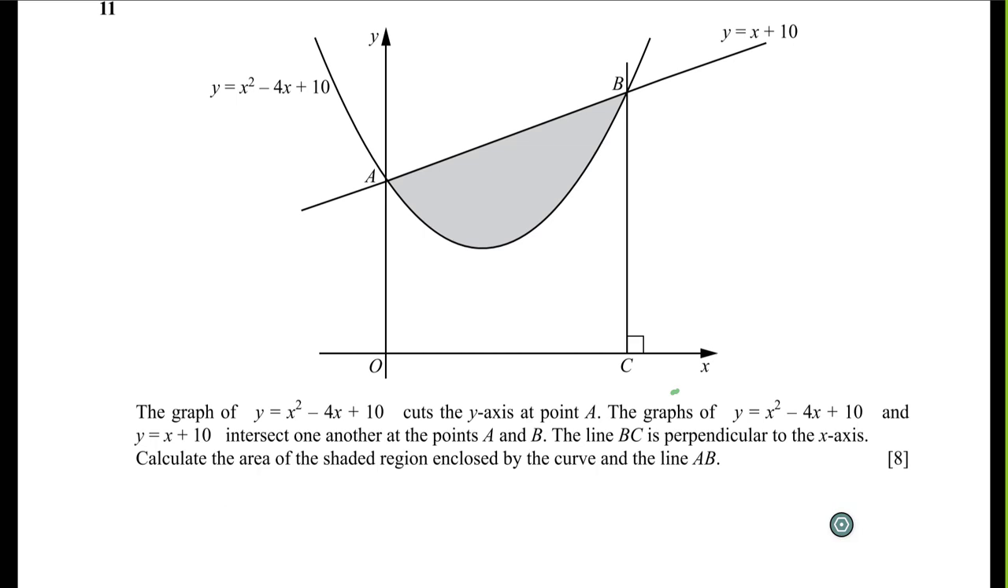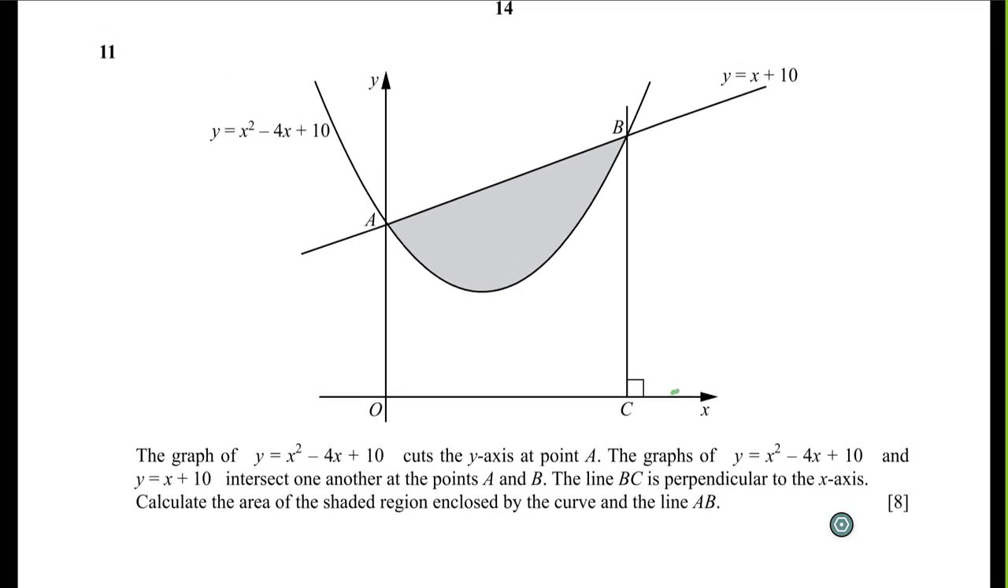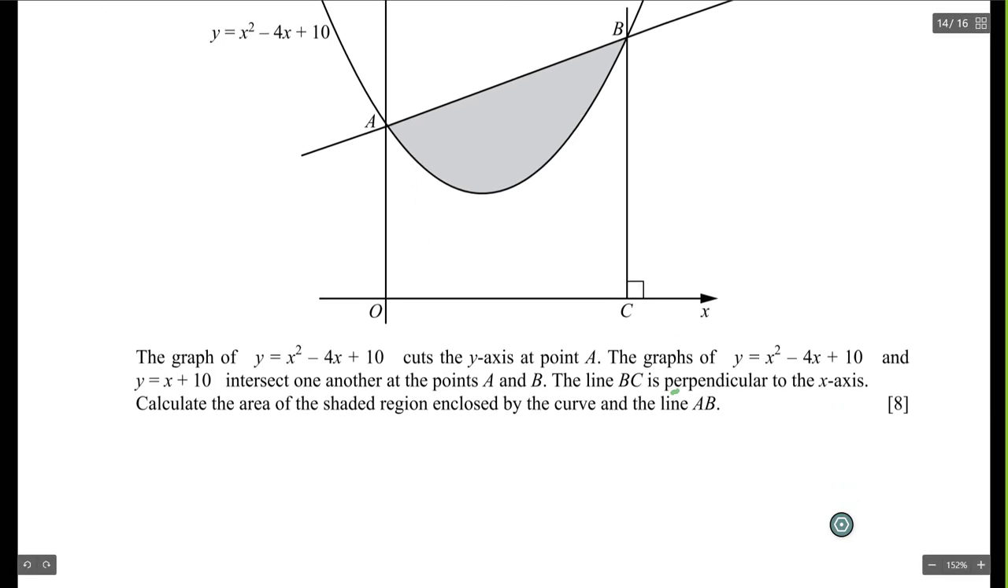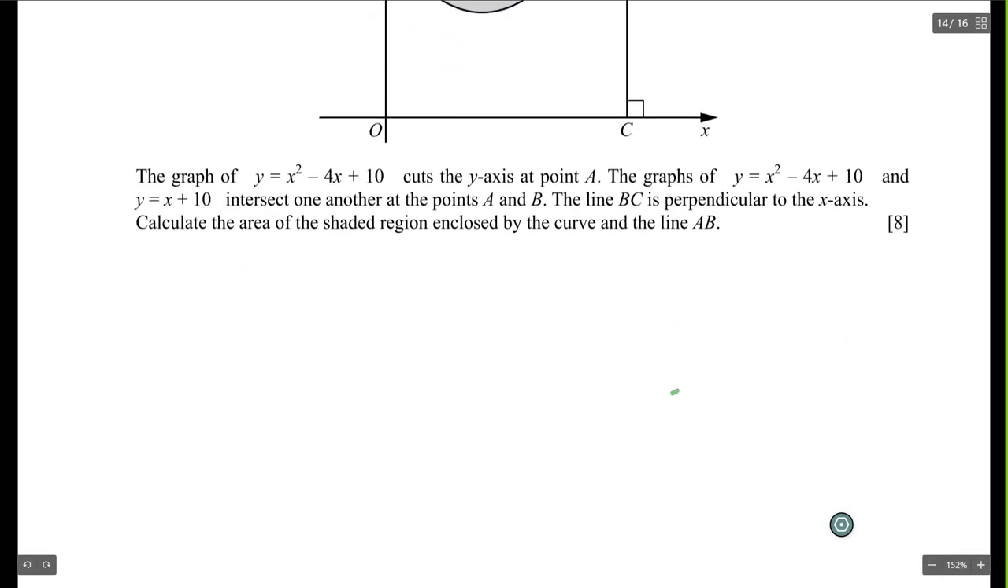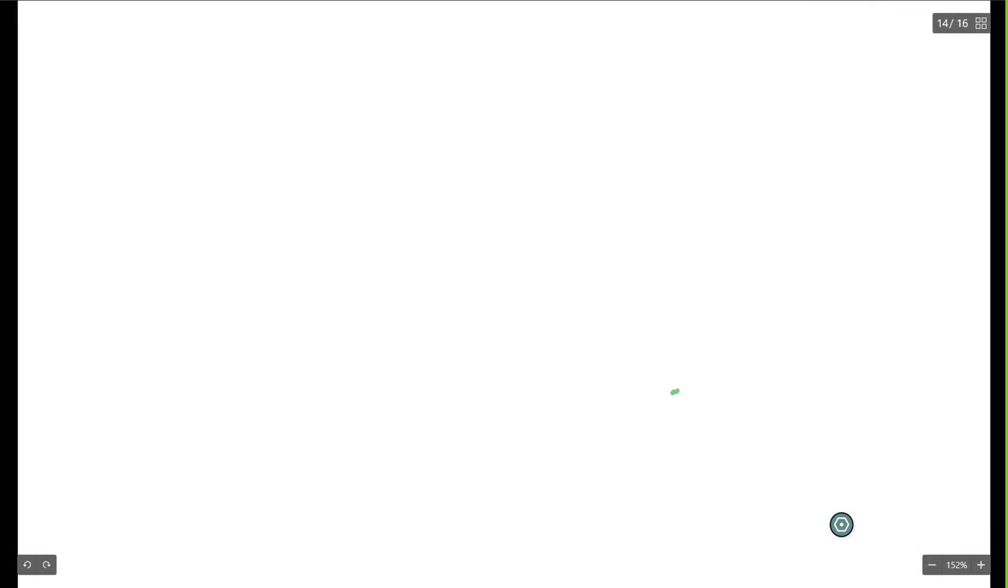Eight marks here. So we have a graph of x squared minus 4x plus 10. It cuts the y-axis at the point A, and then it intersects with a straight line at the points A and B. And then you have perpendicular, obviously. Calculate the area of the shaded region enclosed by the curve and the line AB. So basically they ask you to find the area of the shaded region, give you 8 marks, very kind.